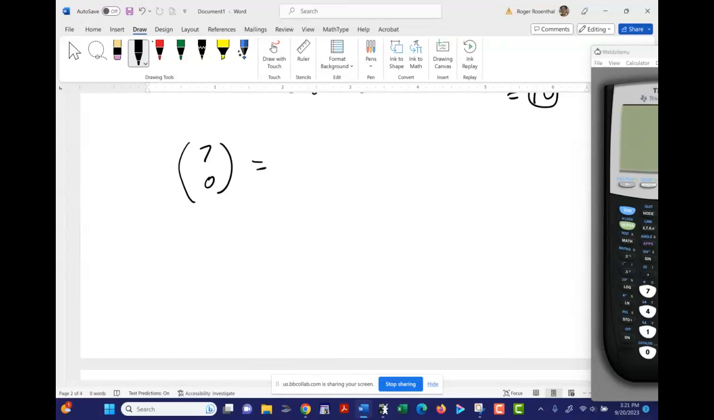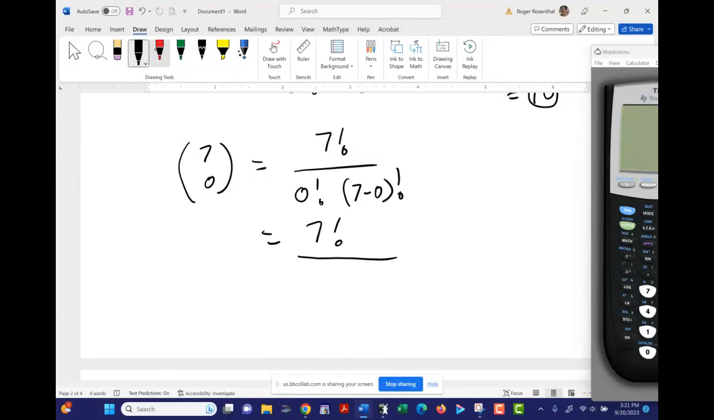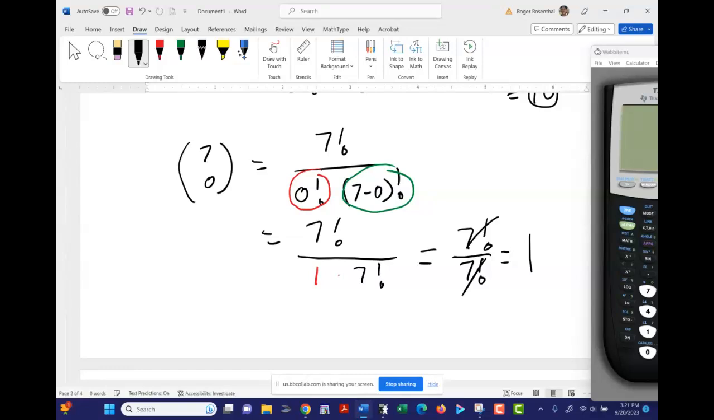Okay, 7 choose 0, according to our formula, is the top number factorial over the bottom number factorial times the difference of the two numbers, then factorial. So that's equal to 7 factorial over, if you remember what I told you earlier, 0 factorial is 1, so that's 1. And then 7 minus 0 factorial, well, that's 7 minus 0, which is 7, and then factorial. I don't even need to compute anything else. So that's 7 factorial over 7 factorial. The numerator and denominator match, so that's equal to 1.